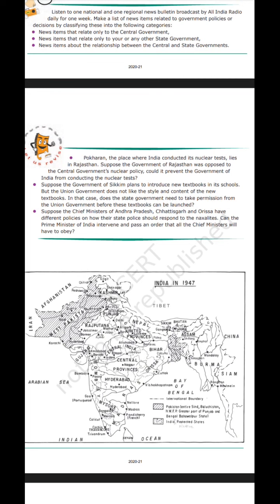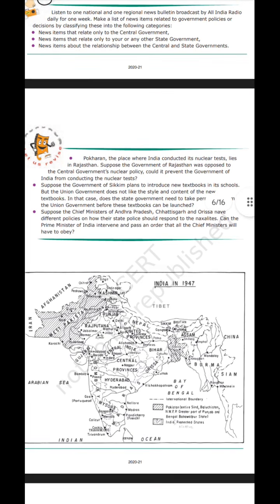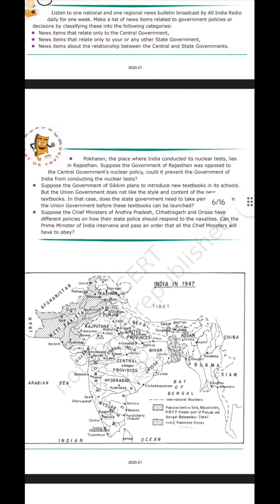Suppose the Chief Ministers of Andhra Pradesh, Chhattisgarh, and Orissa have different policies on how their state police should respond to the Naxalites. Can the Prime Minister of India intervene and pass an order that all the chief ministers will have to obey?